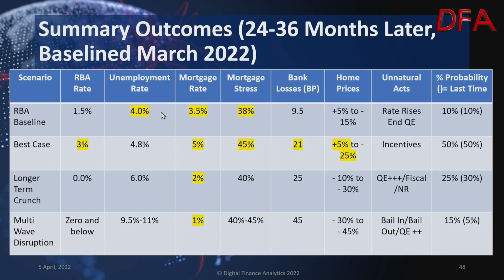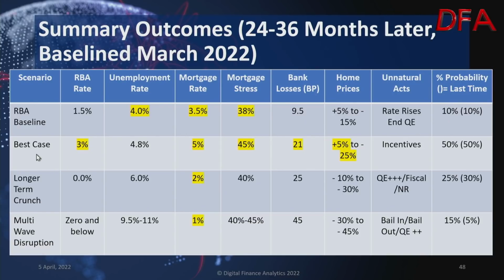Unemployment 4 or a bit below. The mortgage rate would translate, and I've now started including a mortgage rate in this set of scenarios, about 3.5% on average. Mortgage stress about 38%, and I reckon there's a little bit of a slide in house prices, maybe some upside on homes on standalone blocks. And effectively we see some rate rises over the next couple of years and the end of quantitative easing. I give that about a 10% probability.